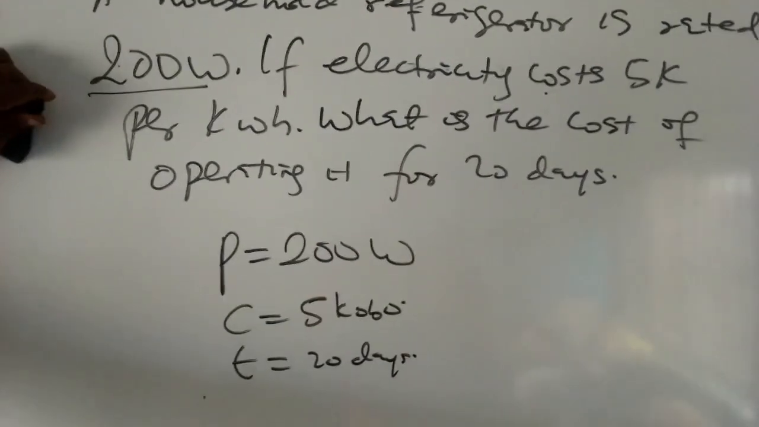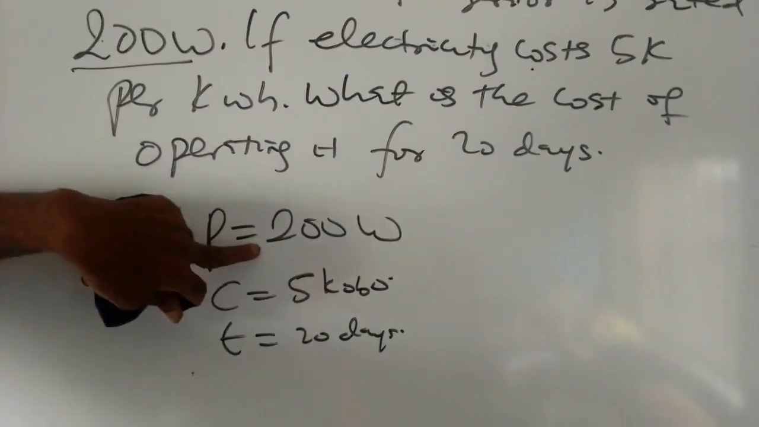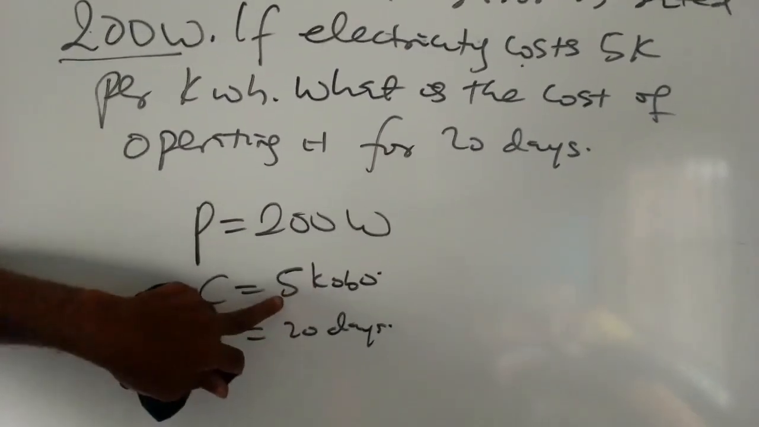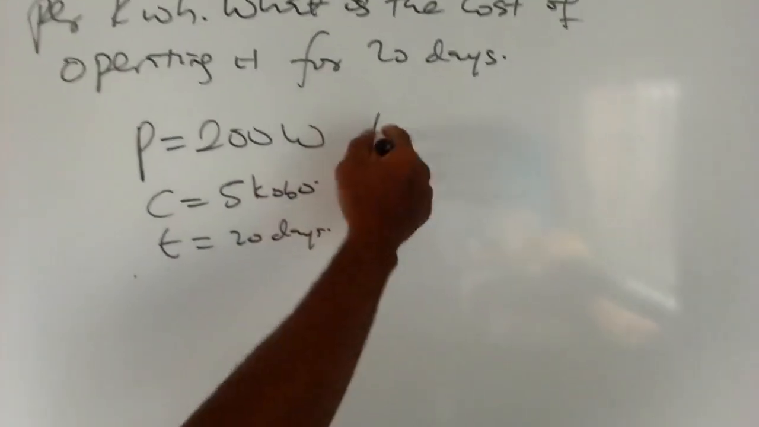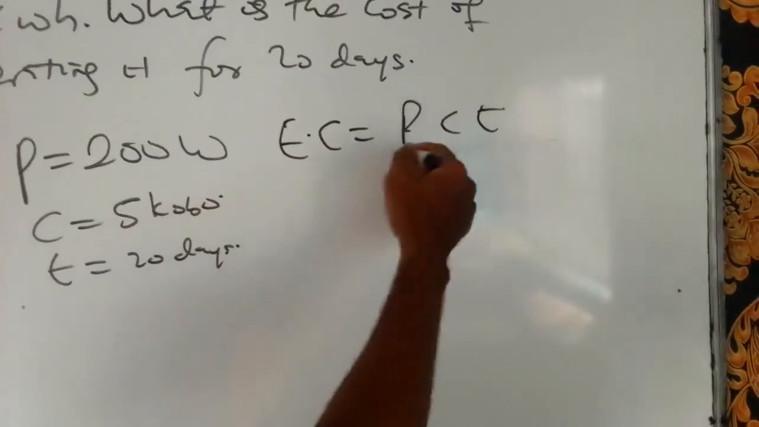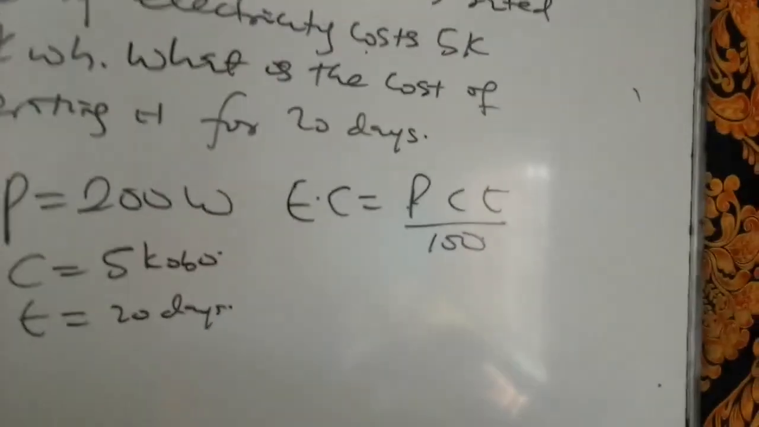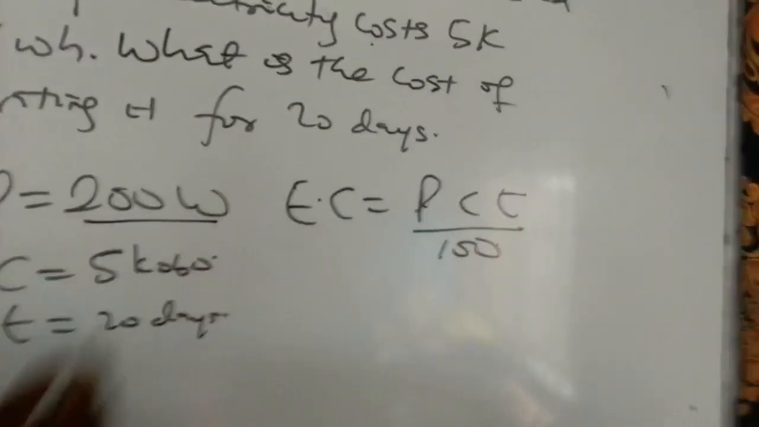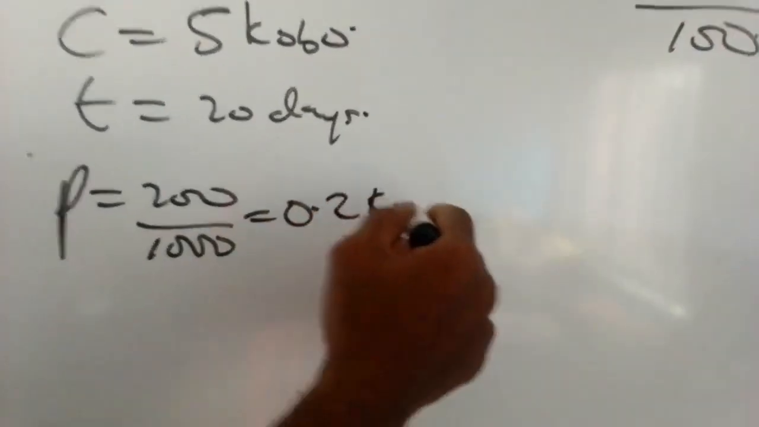So the cost of running a refrigerator of 200 watts for 20 days at the rate of 5 kobo per kilowatt hour can be calculated using the formula: electrical cost equals PCT over 100, in Naira. And as I said before, this P should be expressed in kilowatts, not in watts. So we have to divide 200 by 1,000 to convert to kilowatts. It will give us 0.2 kilowatt.